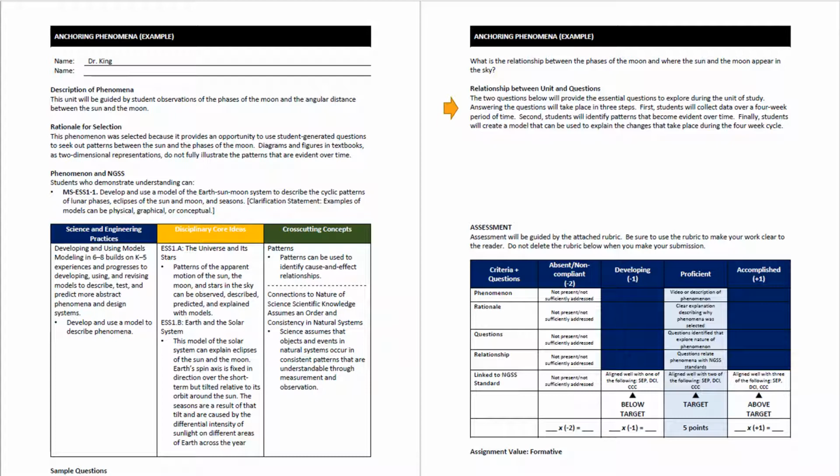The relationship between the unit and the questions is critical here. The two questions that are listed below about what the students will do to answer the questions is what's going to help them make sense of the next generation science standards. So again, the selection of the phenomena becomes important because it helps generate the questions that will address the content of the standards.